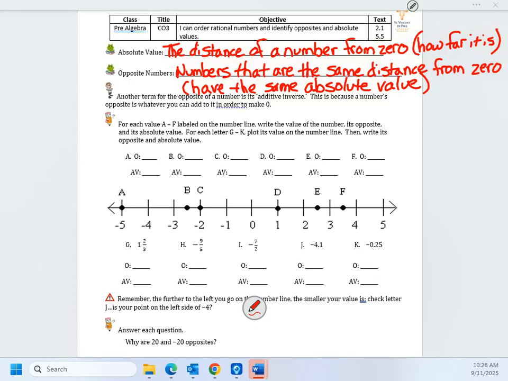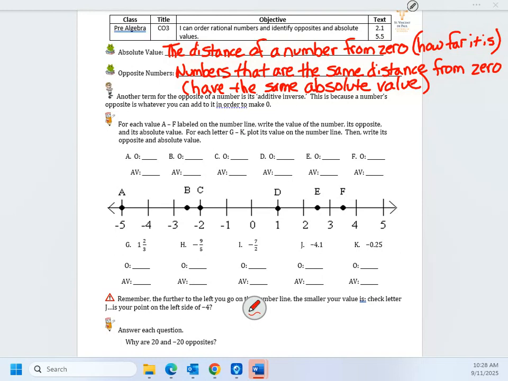So, -10. What would its absolute value be? Good. 10. It's 10 jumps to zero. +10. What's its absolute value? 10. It's 10 jumps from zero. So those two numbers are opposites. They both have an absolute value of 10. They are the same jumps to zero.